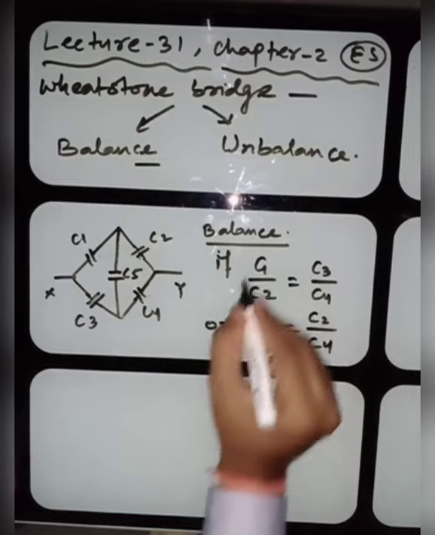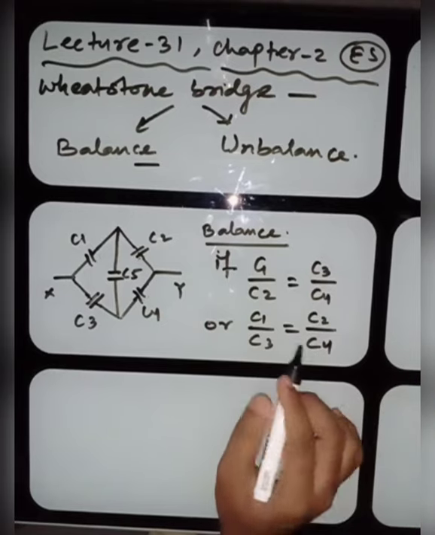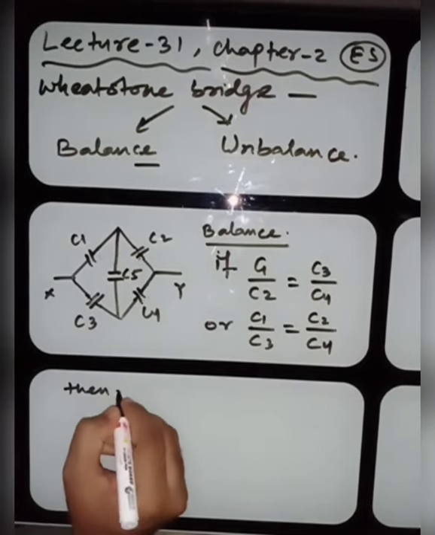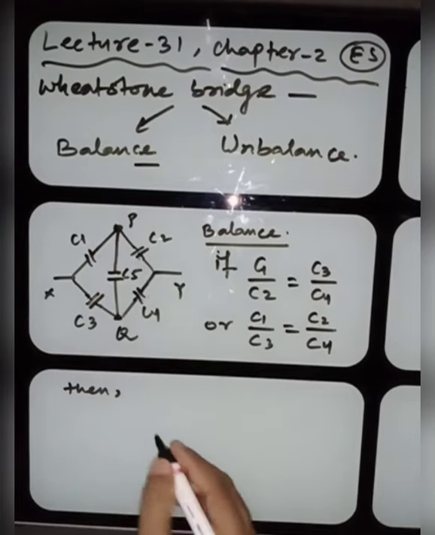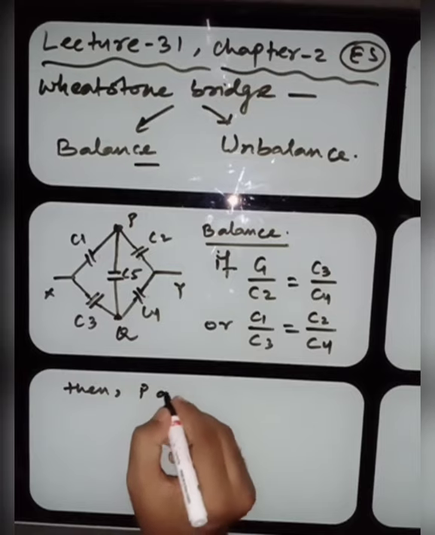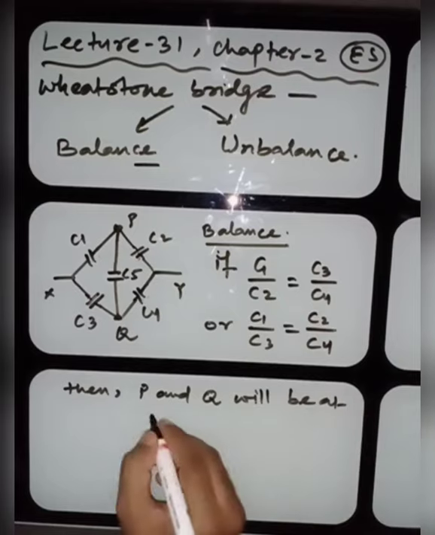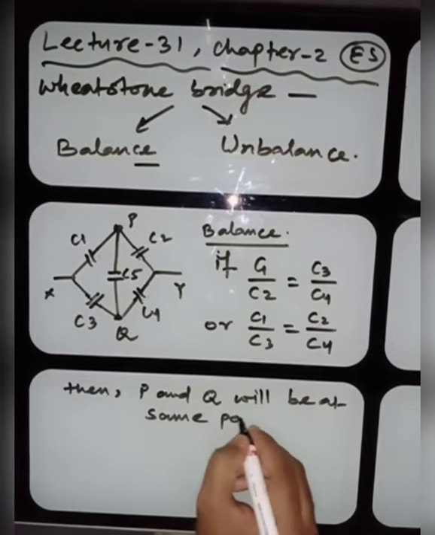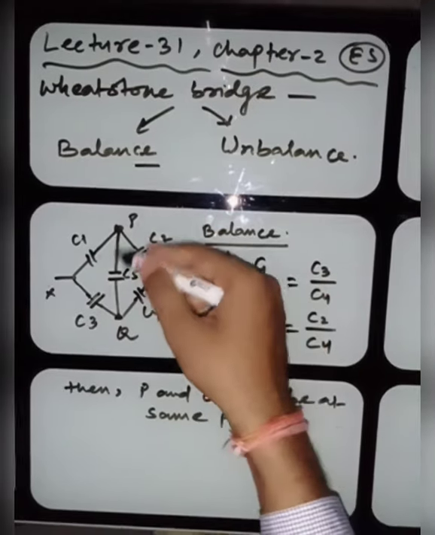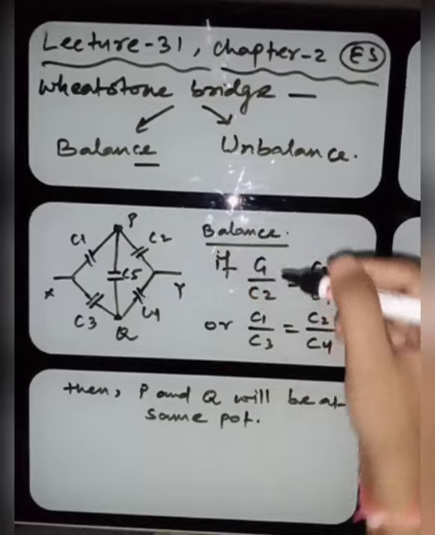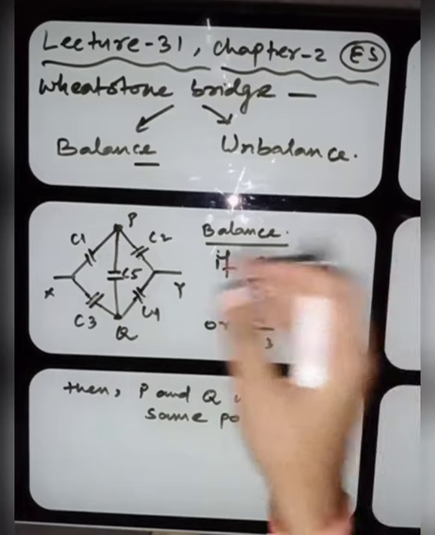Remember, this is the condition. If it poses such a condition, then these two points, P and Q, will be at the same potential. Remember, at the same potential. What does it mean? If P and Q are at the same potential, it means there will be no flow of charge through C5, and then C5 can be taken out from the circuit.